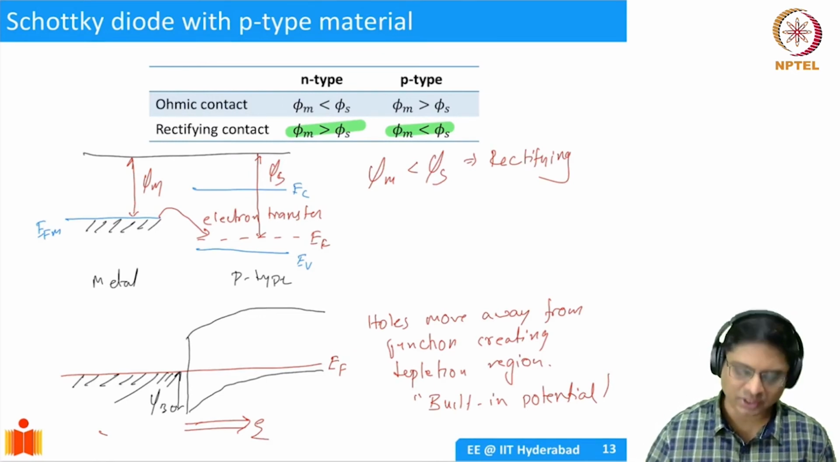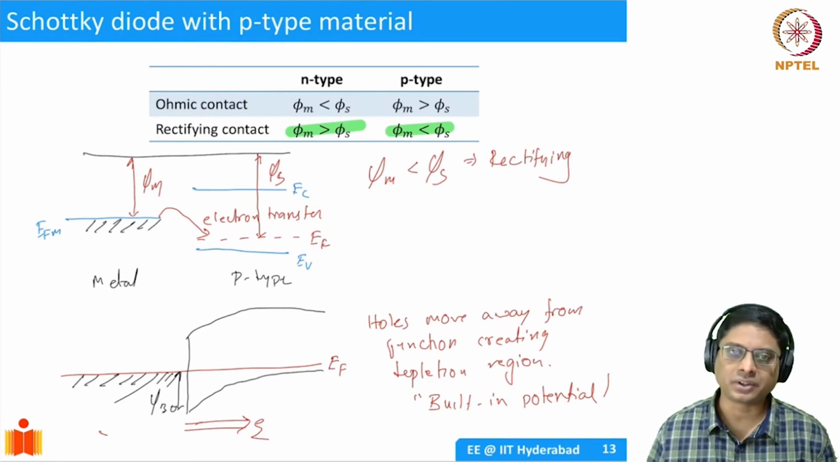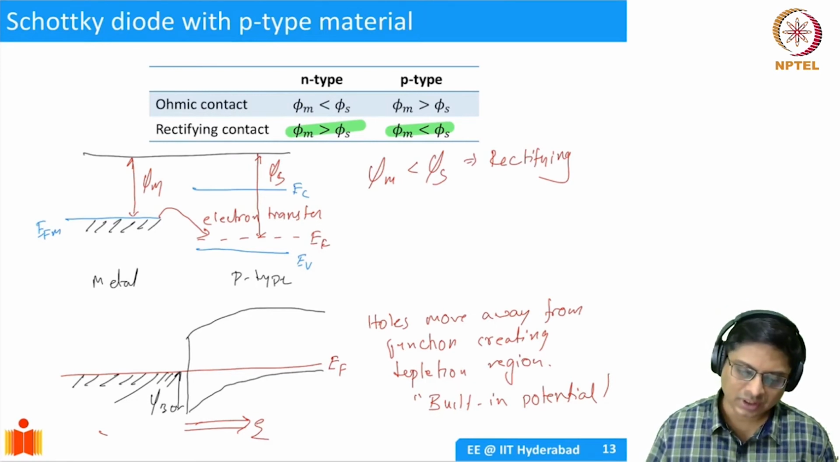I would encourage you to actually see what happens when phi s is less than phi m in a p-type material. Draw the band diagram. That's a good exercise for you.